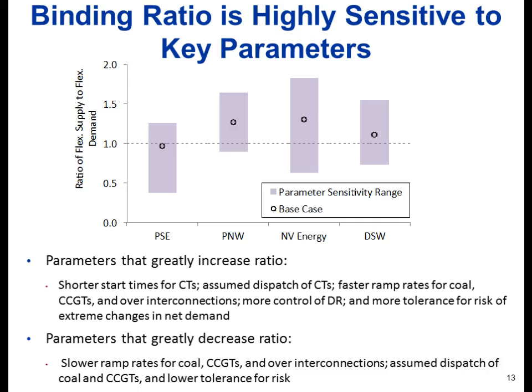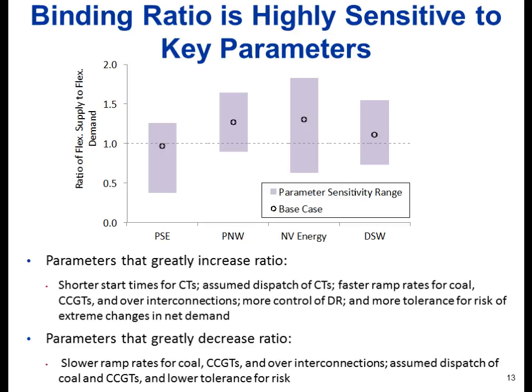So now I'll briefly describe some of the results from the 2 sensitivity studies that we conducted, starting with the parameter sensitivity. So this chart shows the binding ratio in 2020 using our base case assumptions as this open circle in the middle of each of the bars. The purple bars show the extent of the change in the ratio when changing just one parameter at a time over a reasonable range. Individual parameter sensitivities are described in more detail in the report. This just summarizes the overall results that we saw.